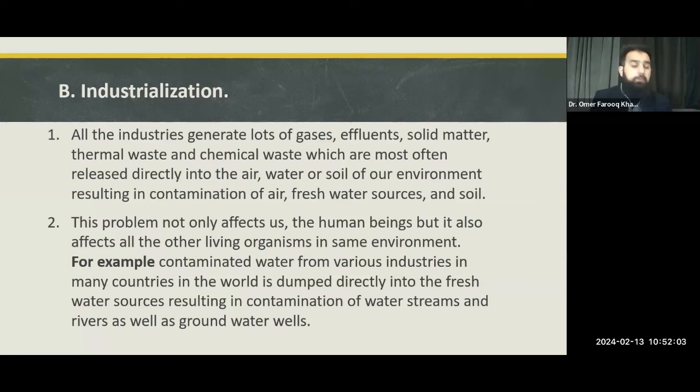So there are countries which have very lax laws and do not question the industries about their waste products. But there are countries which are taking care of industries so that their waste products can be controlled. Overall, if we talk about the whole planet Earth, the industries generate lots of waste products which are hazardous to human health. This problem not only affects us human beings, but also all the other living organisms in the same environment. For example, contaminated water from various industries in many countries in the world is dumped directly into the freshwater source, resulting in contamination of water streams and rivers, as well as groundwater wells.